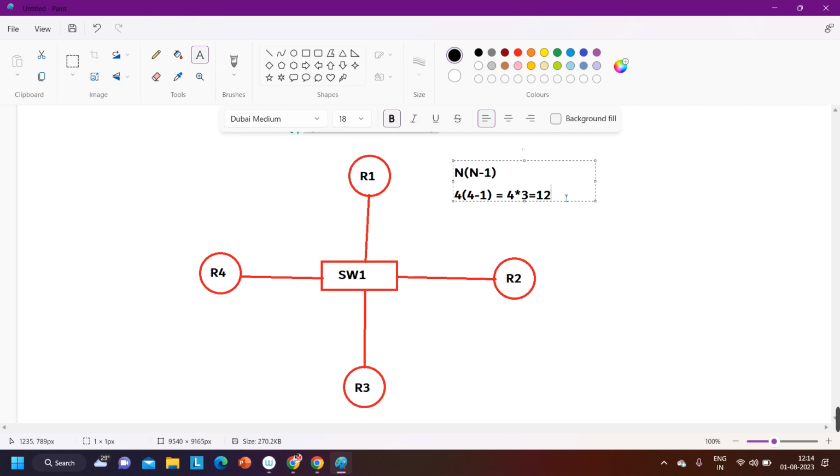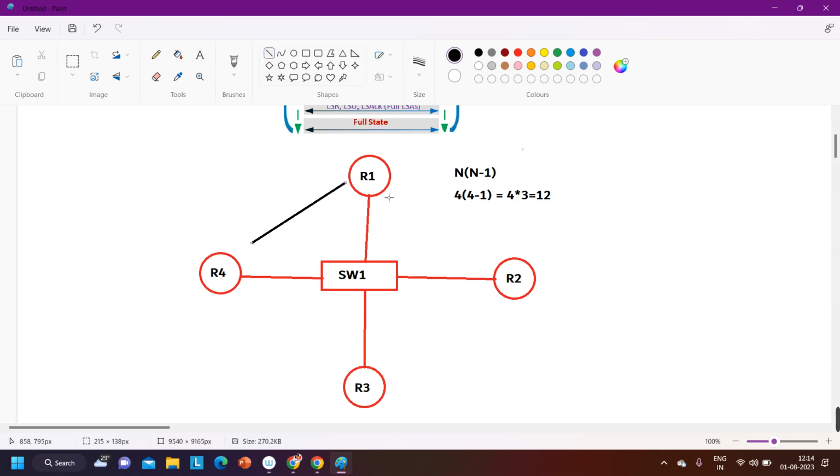Getting my point? See how? Router 1 has 3 neighbors. Yes. Router 2 also has 3 neighbors. So 3 plus 3 is 6.